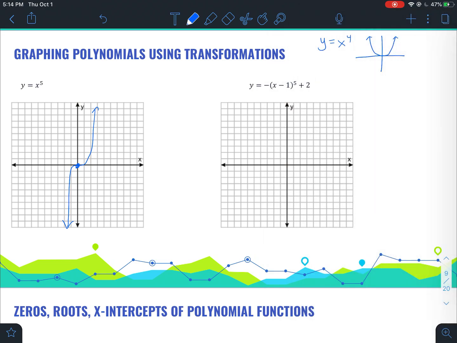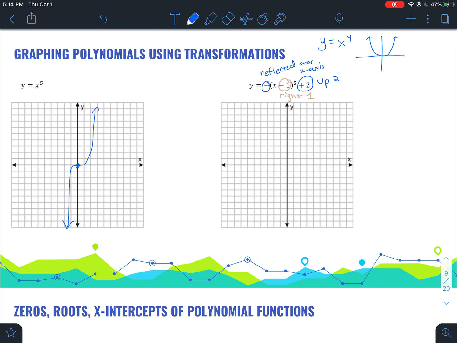So now, if we were going to graph this using transformations, a couple different things happened to this graph, right? It went up 2, it went to the right 1, and then it was reflected. And it was an up-down reflection, or reflected over the x-axis.